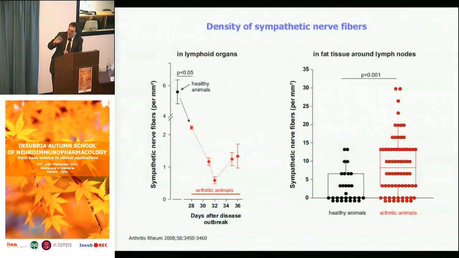And when you cut the fat tissue, you more often see nerve fibers because they are thicker. They're like this, and then you cut more often. And this is most probably the reason why we see a higher sympathetic nerve fiber density in the fat tissue around the lymph nodes. And this is a big difference: the arthritic animals have approximately 8 nerve fibers per square millimeter as a median, and the healthy animals have a median of 0. It's not 0, okay, but good.